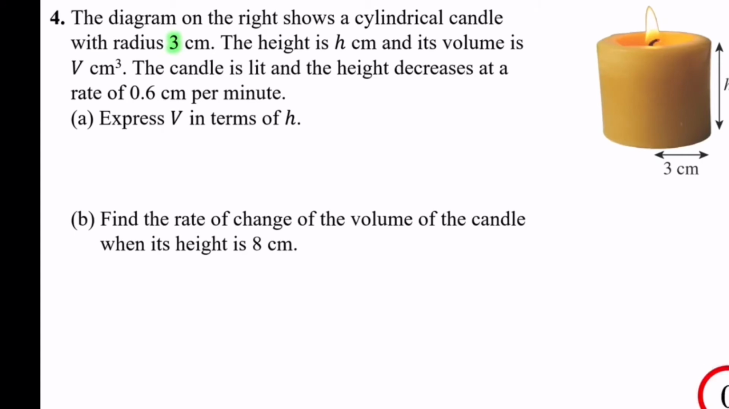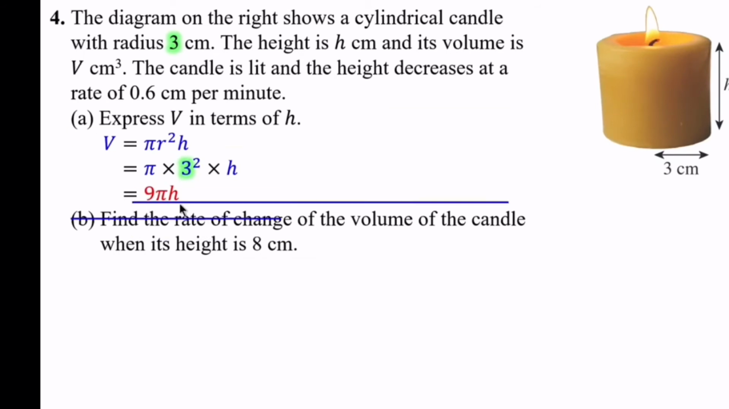Cylinder with the radius 3 cm. The height is h centimeter and its volume is V. So we write the formula for volume, V equals pi r squared h. The h was not given, but the radius was given, so we can substitute the radius. So it becomes 9 pi h. That means volume equals 9 pi h. We are going to differentiate later.